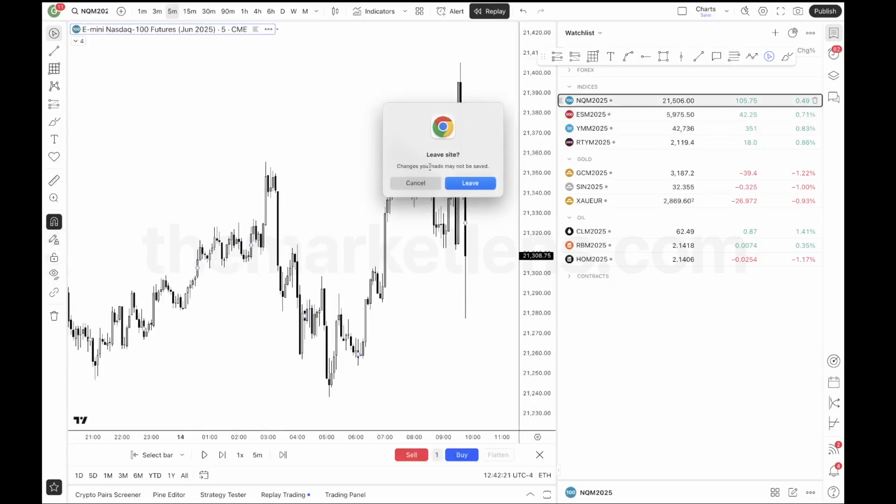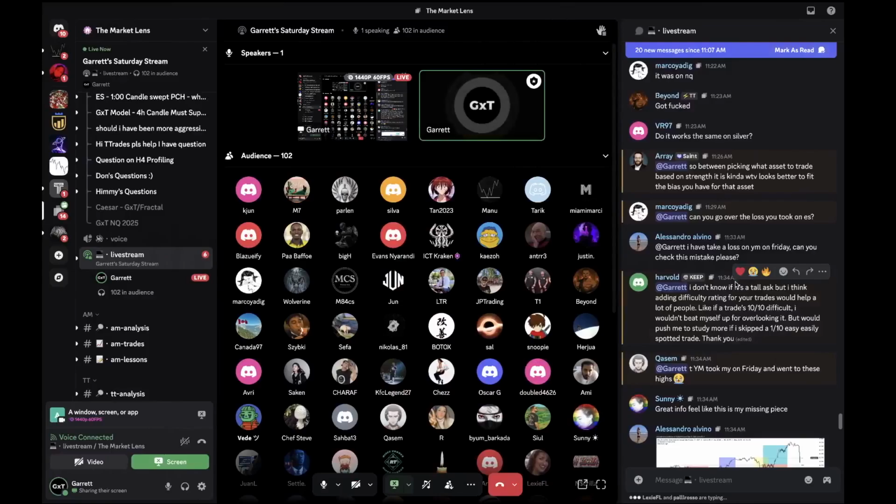But yeah, I don't know why it reversed. Couldn't even tell you. I don't even care. It doesn't actually matter. You don't have to justify every reversal in the market and every loss.